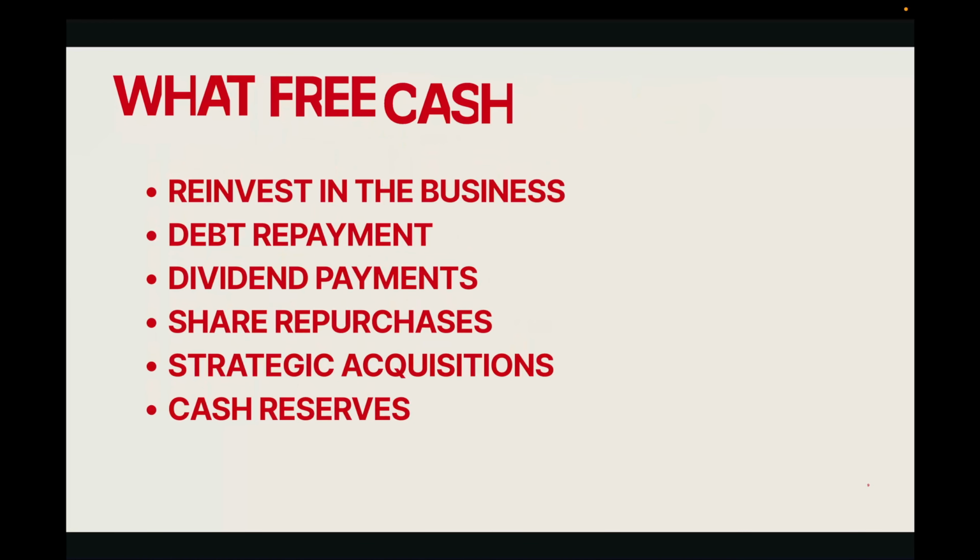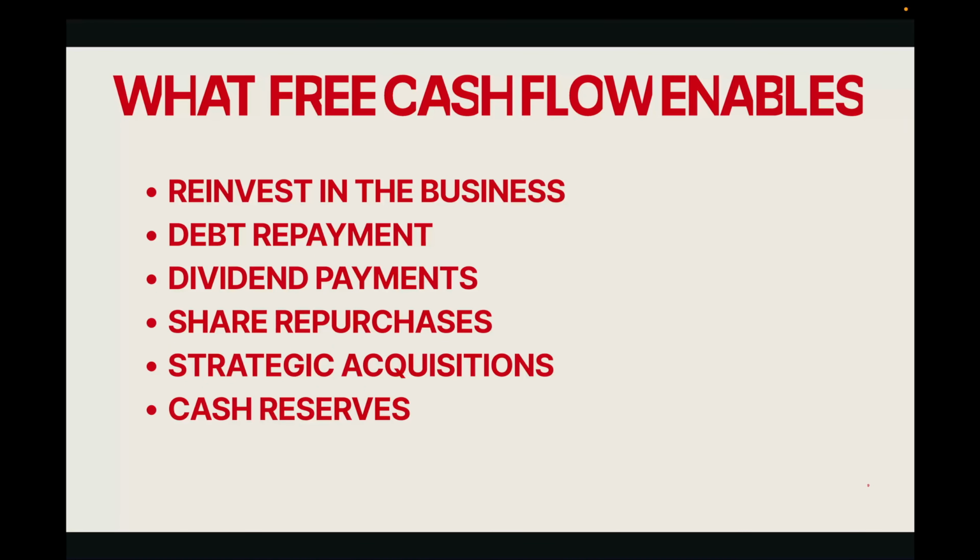So what does free cash flow enable for a company? The first thing it does is enable a company to reinvest in itself. This means it can buy even more property, plant, and equipment. It can pay down debt. It can pay out dividends. Certain companies pay out dividends and others don't. In this case, Fortinet does not pay out dividends. They prefer to reinvest that capital in the business and also to do share repurchases, which is another thing that free cash flow enables for a business.